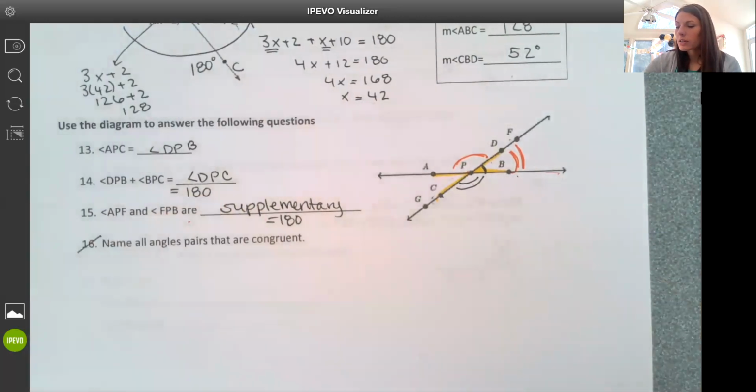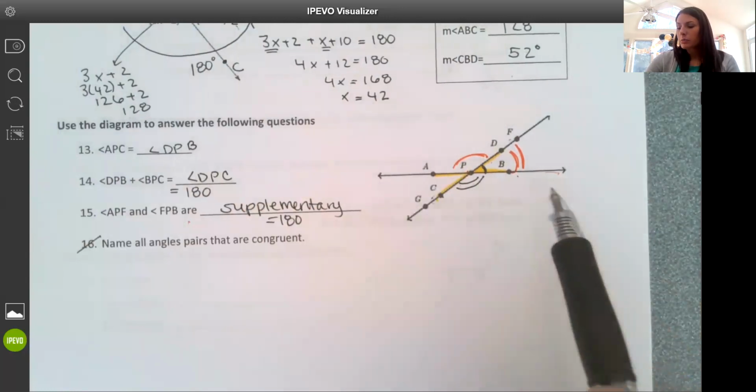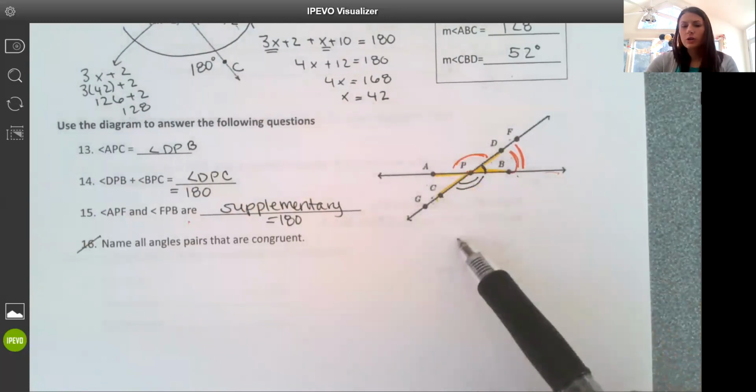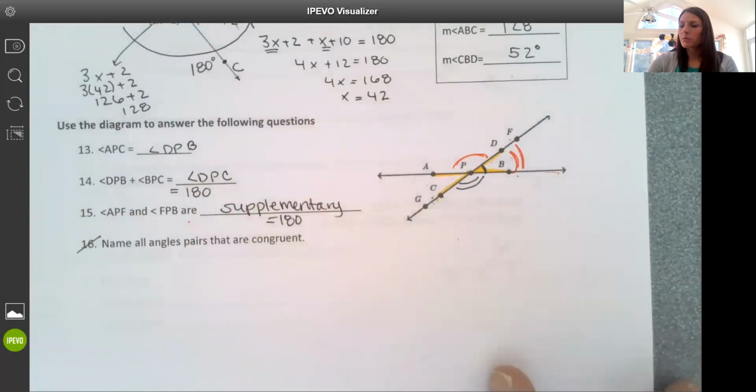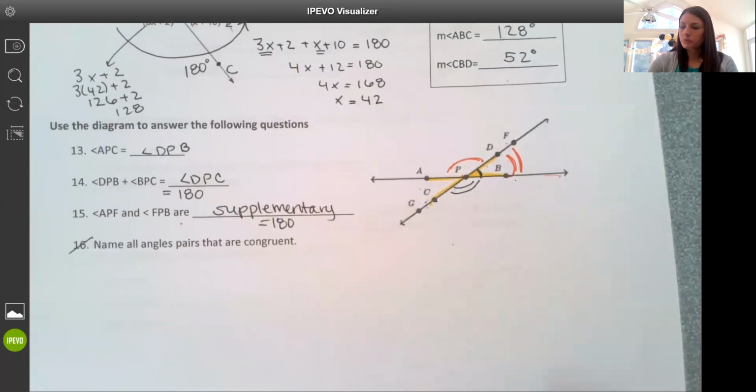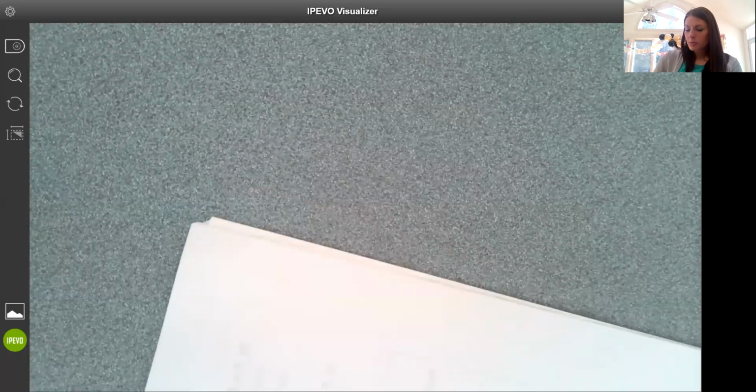I'm not going to worry about 16. It's just, there's too many points on this document to worry about angle pairs that are congruent here. You could pull your vertical angles out, but we're not going to have something like that we need to worry about for now. Okay, let's flip this page.